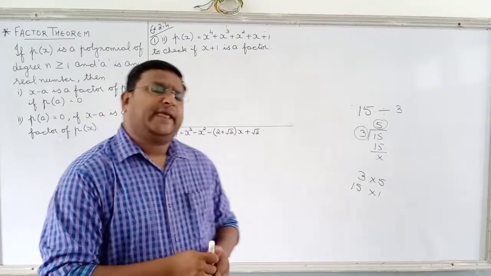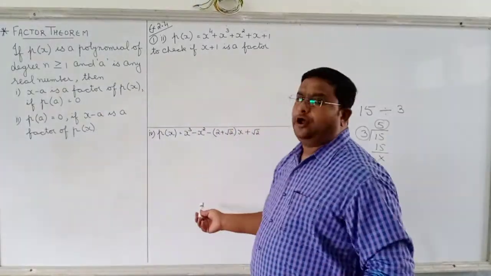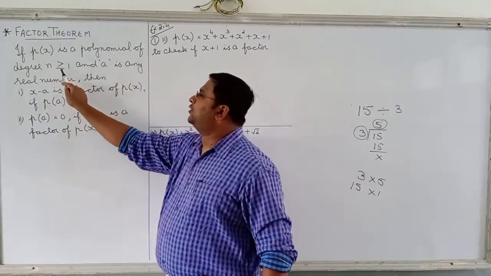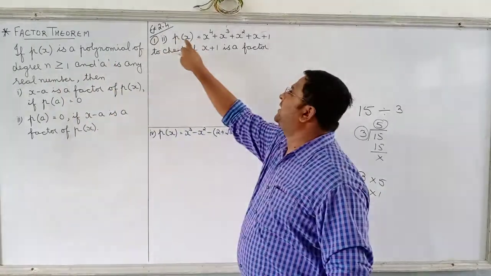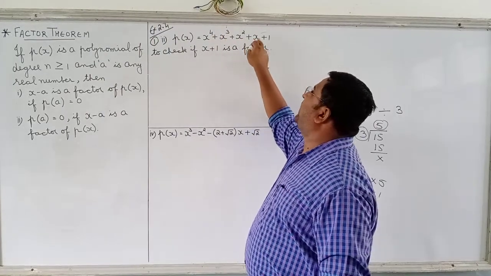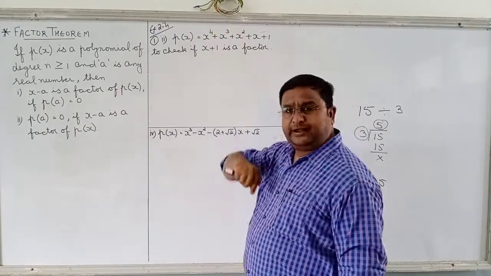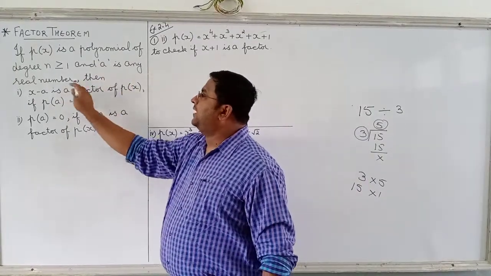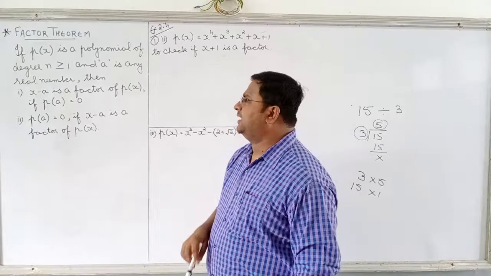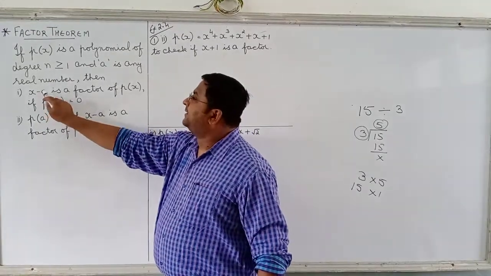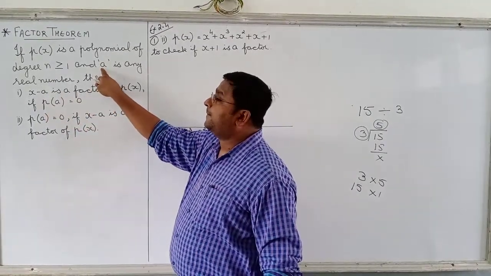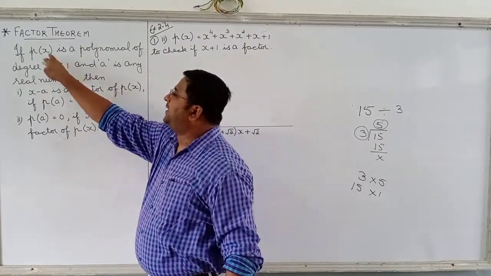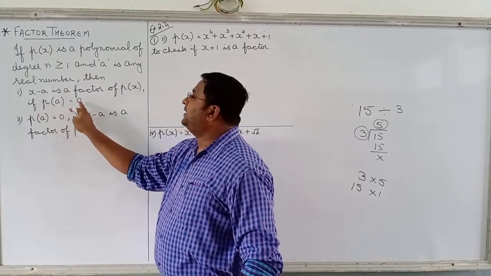In the same way, now we will be discussing the factor theorem for polynomials. If p of x is a polynomial of degree n greater than or equal to 1, where n is a natural number, for instance x to the power 4, x cube, x square, x and 1, the degree is 4. And a is any real number. Then x minus a is a factor of this polynomial if the remainder is 0.